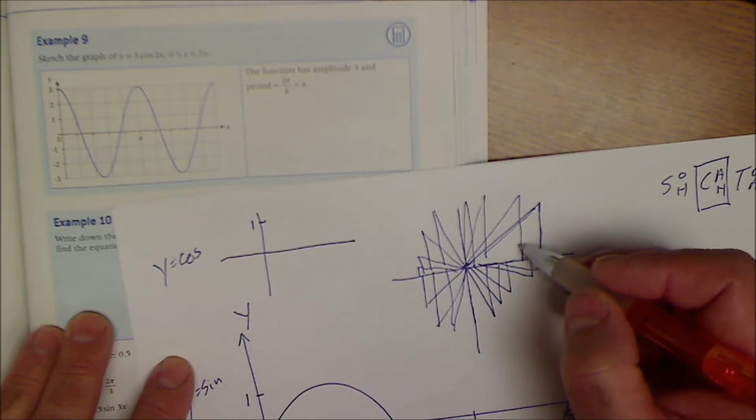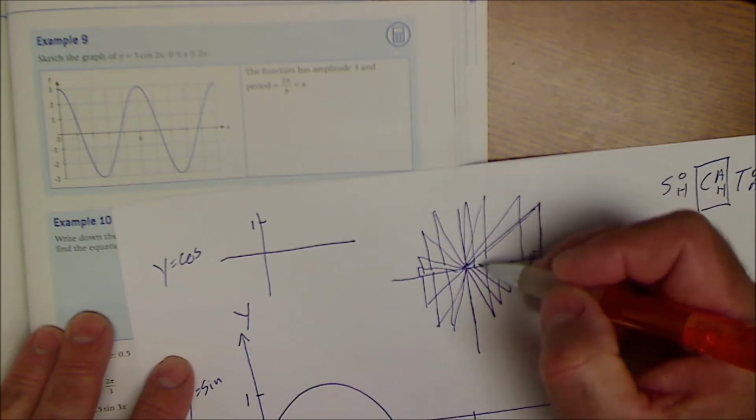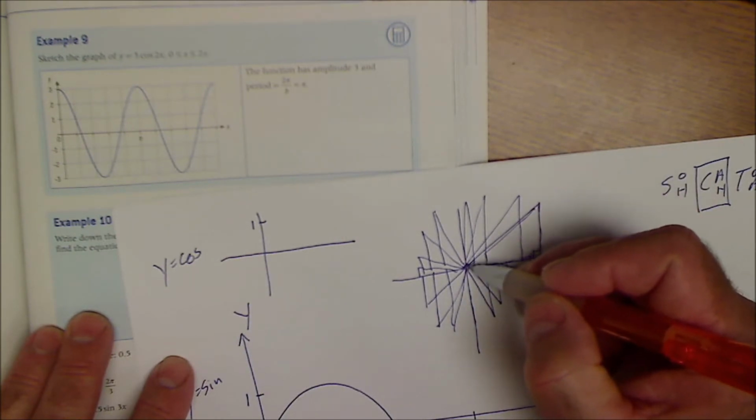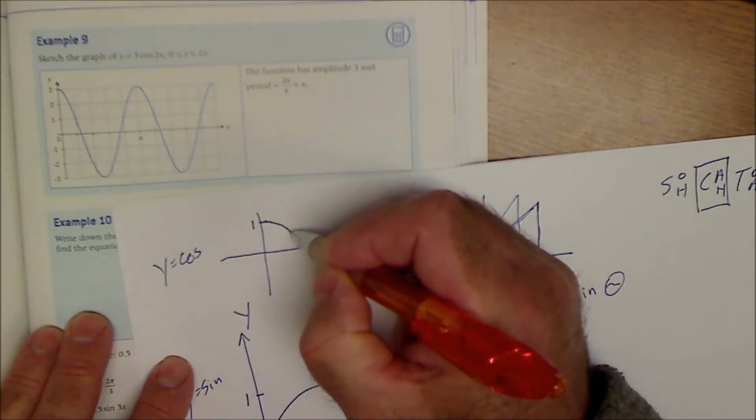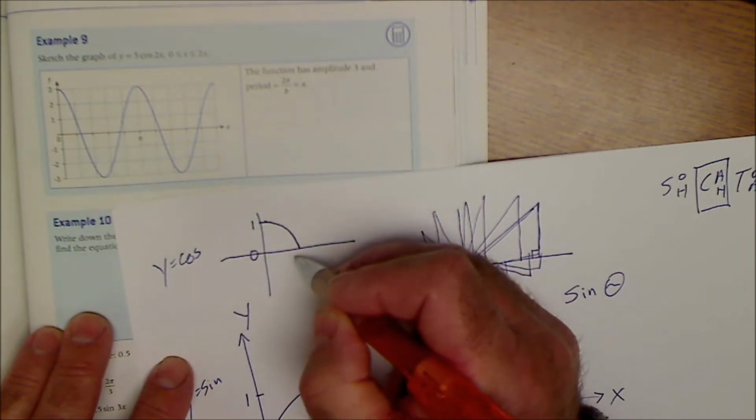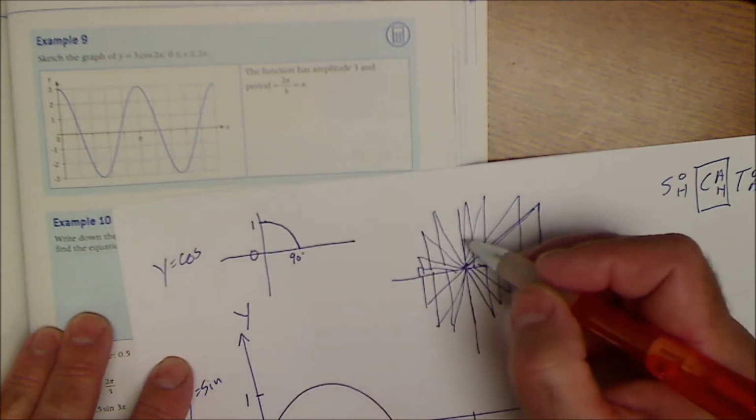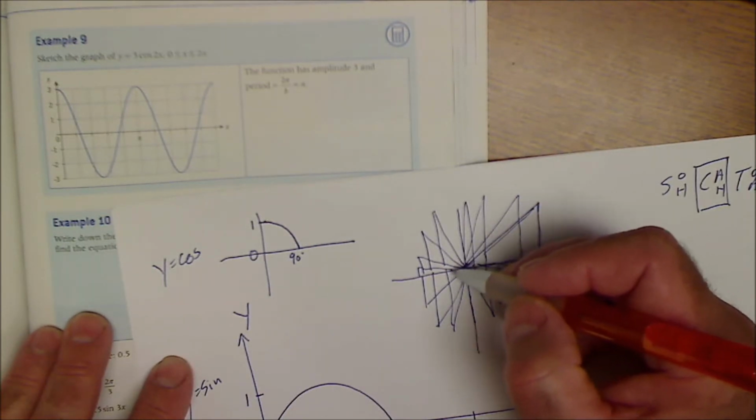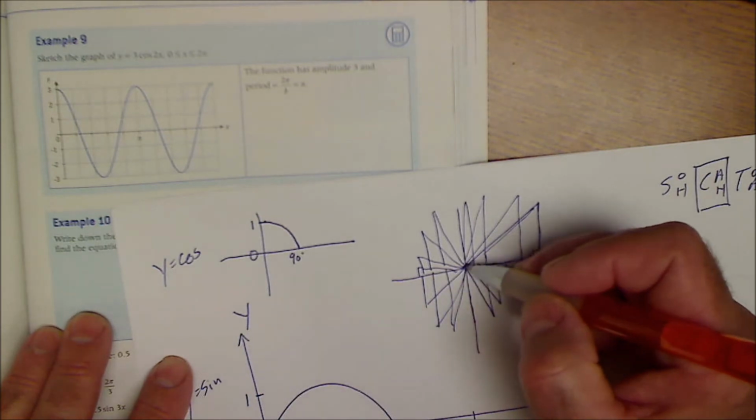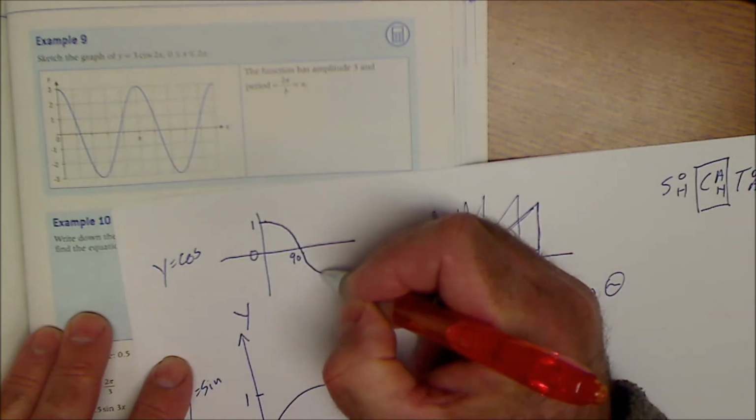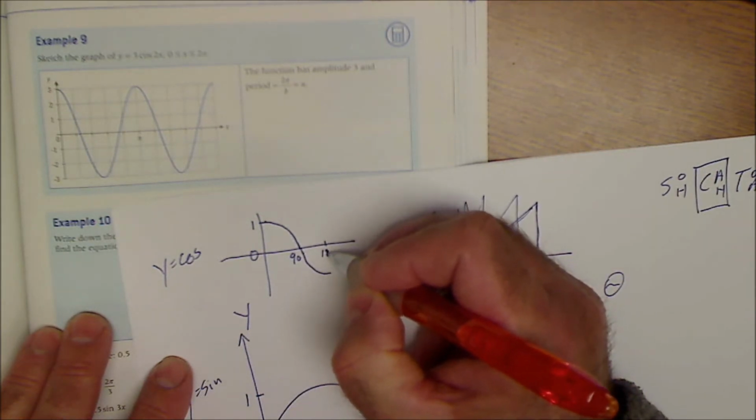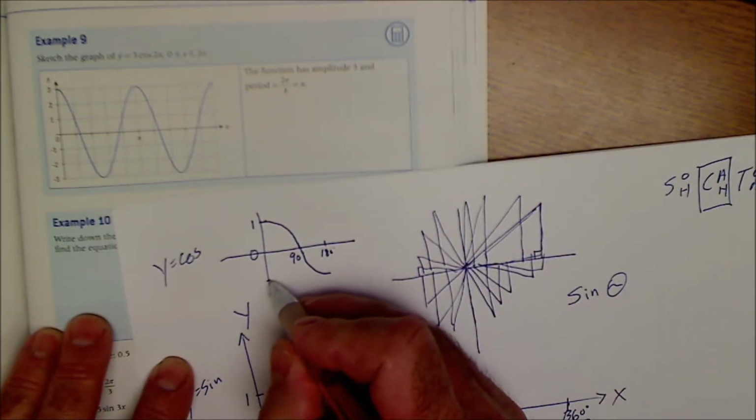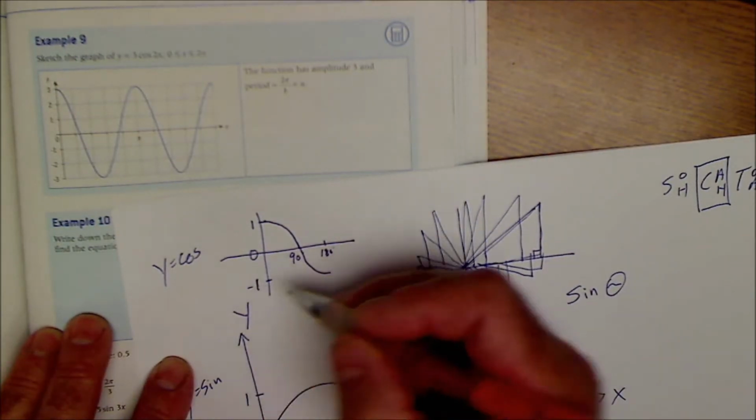And then as I rotate here, the adjacent gets shorter and shorter. Right, here's the adjacent here, getting shorter and shorter. So at the first quarter, it goes to 0, so at 90 degrees. And then here, the adjacent's starting to get longer and longer in a negative direction, and it's approaching -1. And right at 180 degrees, the ratio of the adjacent to hypotenuse is -1.